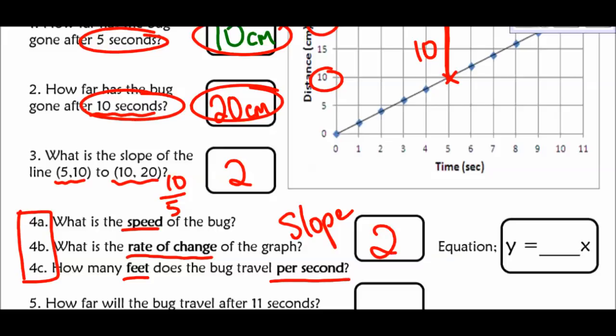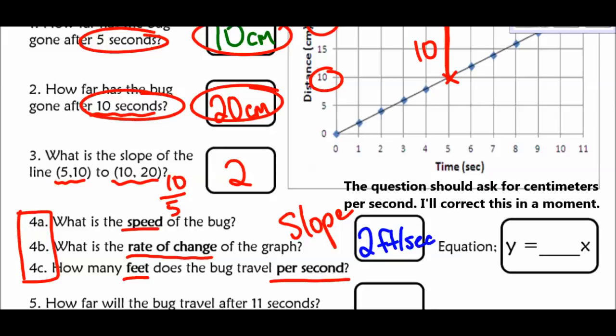It's 2. Actually, I'm going to phrase that a little bit differently. I'm going to phrase it in terms of that last one. How many feet does a bug travel per second? It's 2 feet per second. That's talking about the speed of the bug. It's talking about the rate of change of the graph. It's talking about the slope. Those are all the same thing.